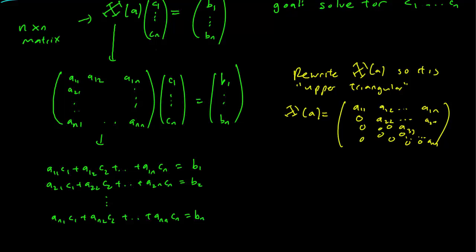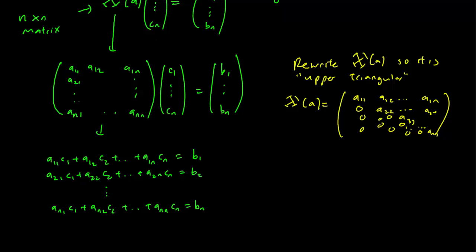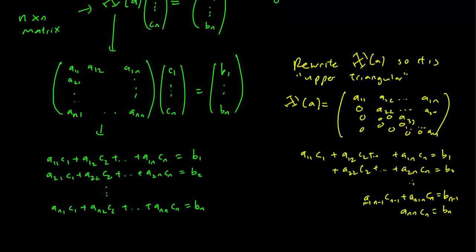The reason this is helpful is that if we have a matrix of this form, our equation is going to be like this, and this is a series of equations that we can solve because we can solve Cn equals Bn over Ann. If we have Cn, we can solve Cn minus 1. If we have Cn minus 1, we can solve Cn minus 2, and we just cascade all the way up to solving all the C's this way. So our goal is to write our matrix in this form, and there are some rules that we can use to try to do that.